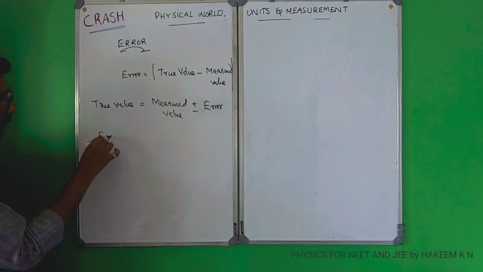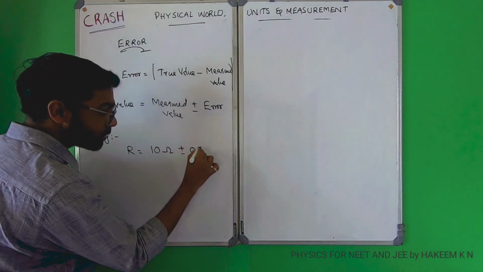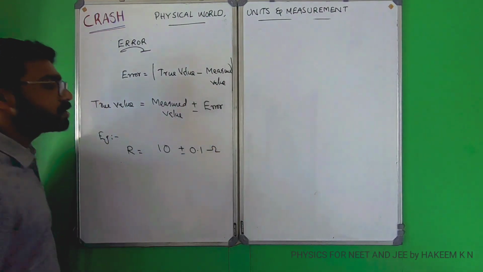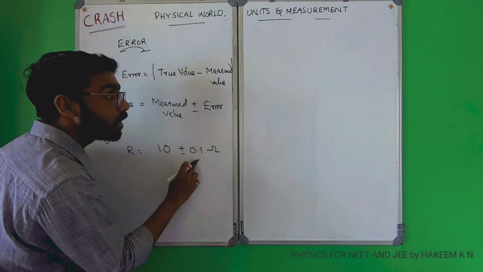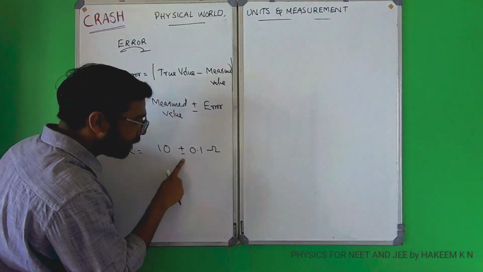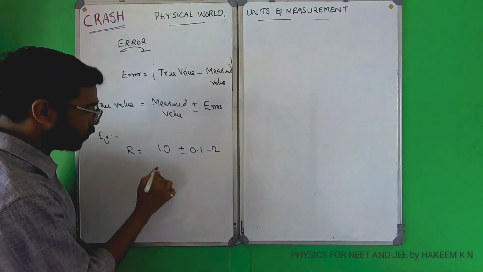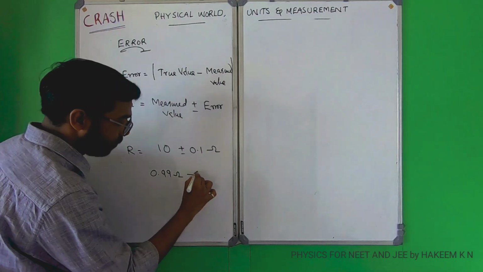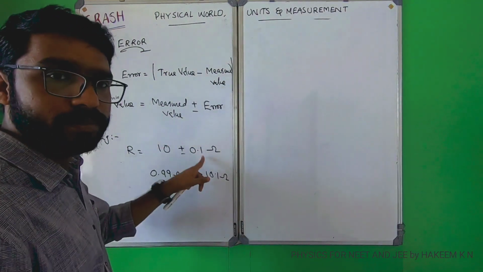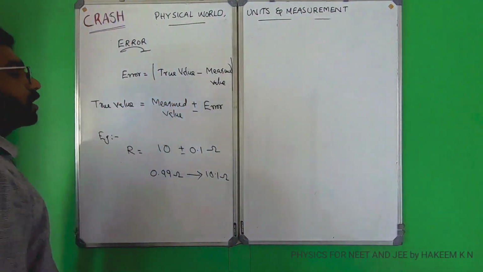For example, resistance equal to 10 plus or minus 0.1 ohm. 10 is the measured value, 0.1 is the error. That means resistance may vary from 10 minus 0.1 ohm to 10 plus 0.1 ohm, that is between 9.9 ohm and 10.1 ohm. From here, 0.1 ohm is the measure of uncertainty. It is called the error.